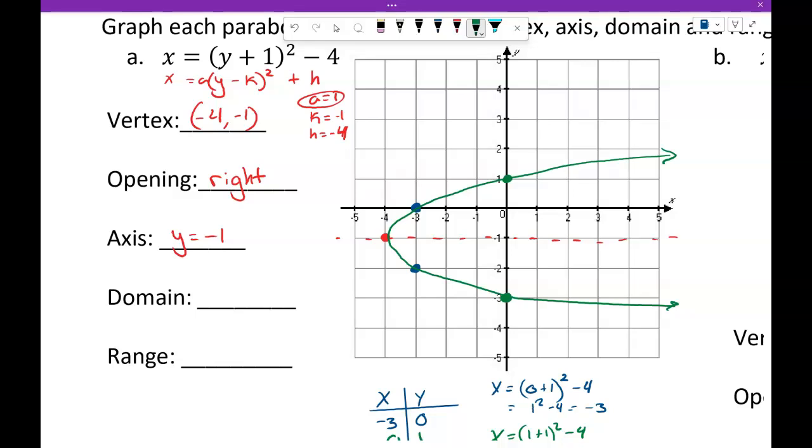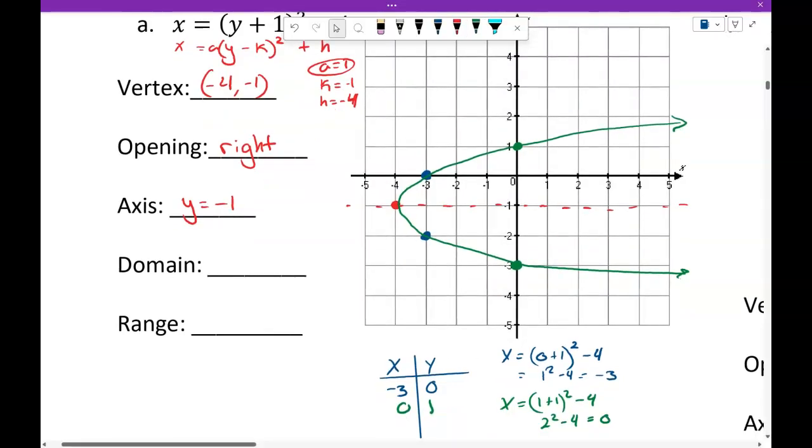Now that it's graphed, it's much easier to see the domain, as well as the range. Domain, we notice, actually starts at our vertex at negative 4, and continues forever in the positive direction. While unlike with our vertical parabolas, the range is actually going to be the continuous one, negative infinity to infinity. This graph is forever going down as well as forever going up.